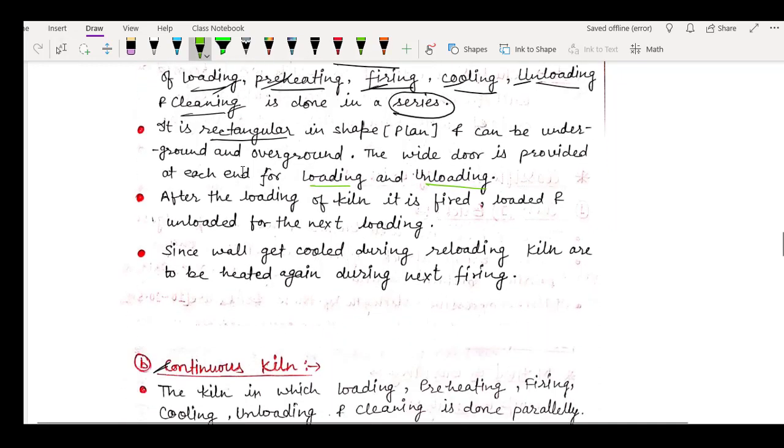After loading, the kiln is fired, and then it is unloaded and loaded for the next batch. So this process is in a series. Loading and unloading is done when the bricks are burned. Since the walls get cooled during the reloading time, the kiln has to be heated again during the next firing. So the heating process has to be done again, because at the time of reloading or unloading the kiln gets cooled, so we have to heat it again for the next batch.